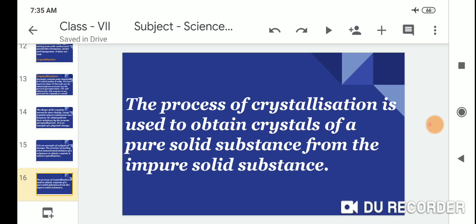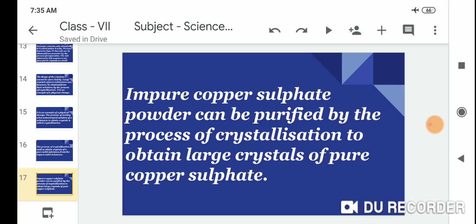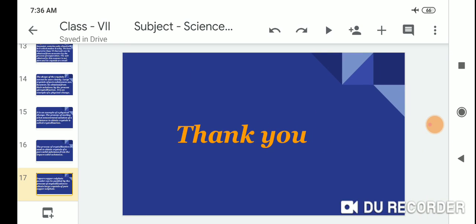Impure copper sulfate powder can be purified by the process of crystallization to obtain large crystals of pure copper sulfate. So dear students, this topic is complete and the chapter is also complete.